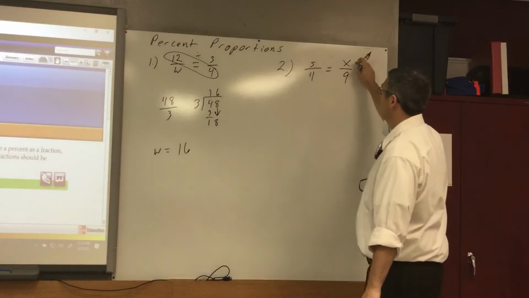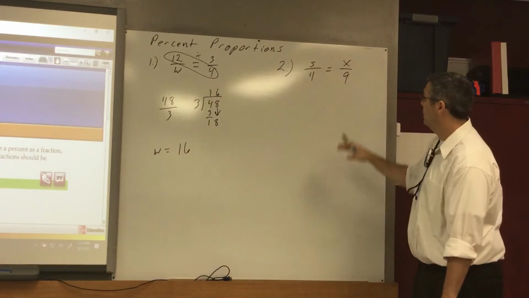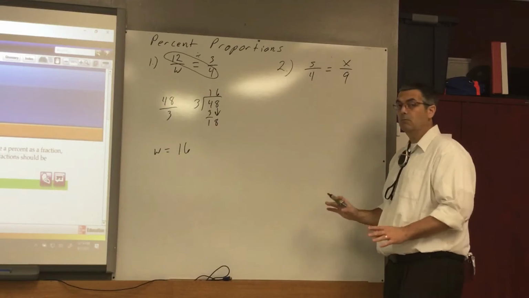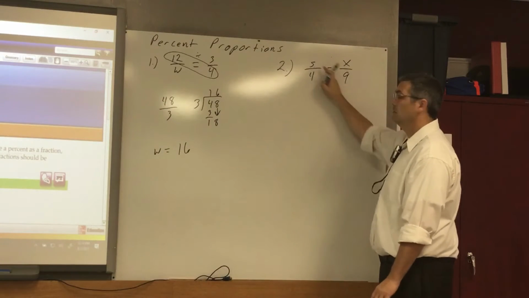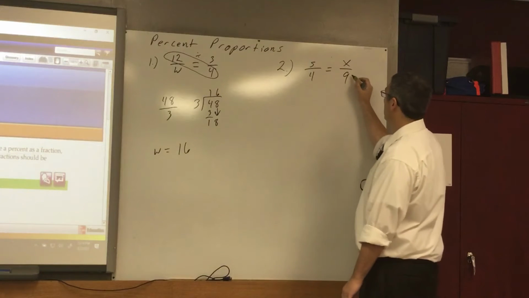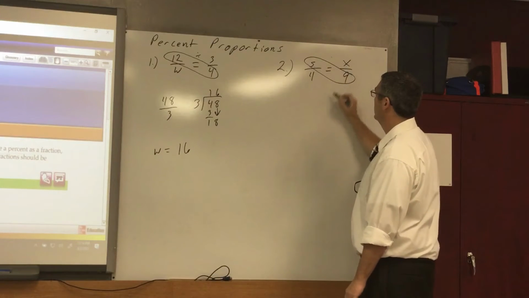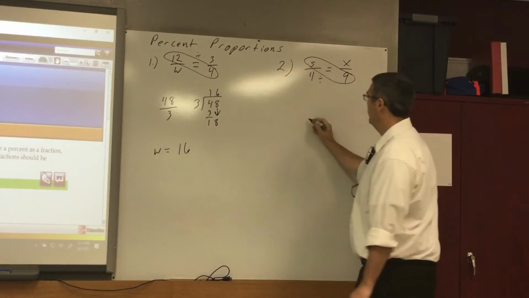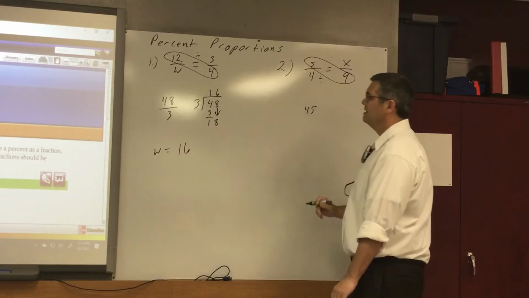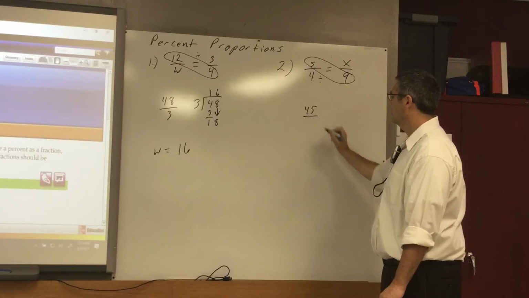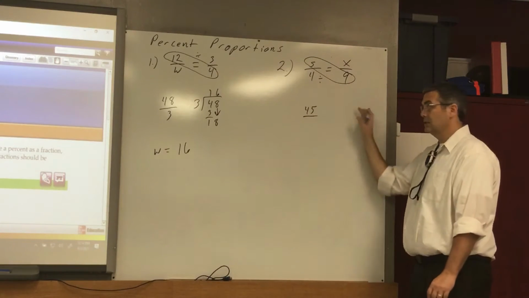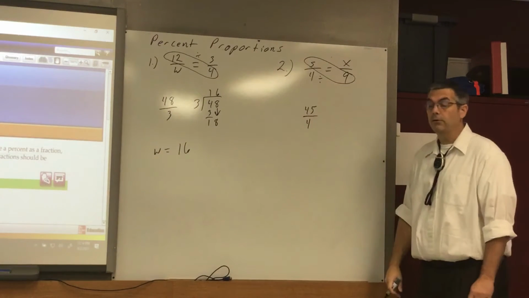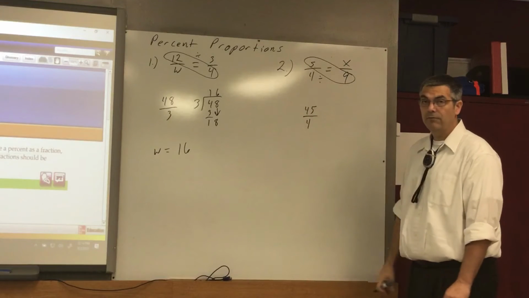Just because the variable's up on top instead of on the bottom here, it doesn't change anything. You're going to cross multiply the two numbers that are opposite each other. So cross multiply, then divide. 9 times 5, 45. And I set it up as the fraction just because it makes it a little bit easier in instances like this. 45 over 4.